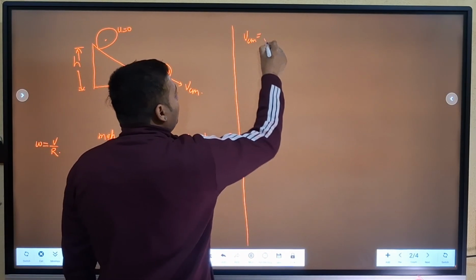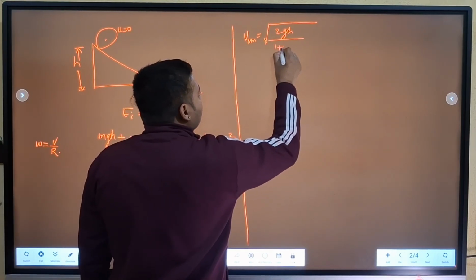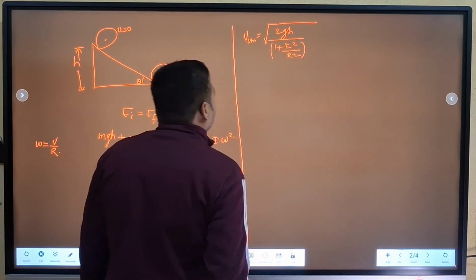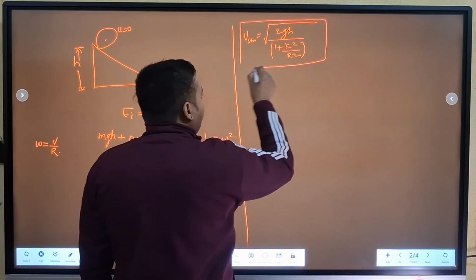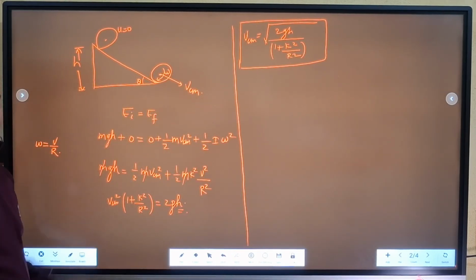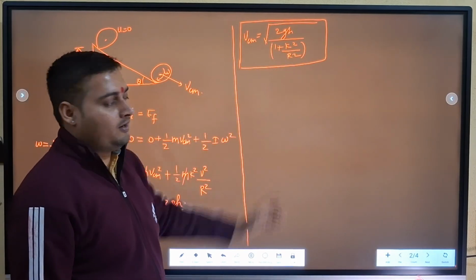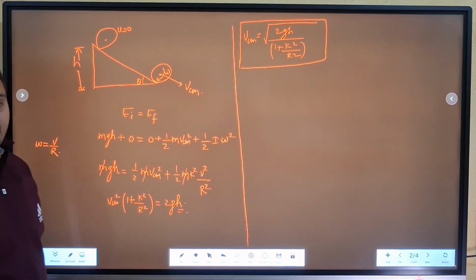Velocity will be equal to under root 2gh (1 + k²/r²). So we calculate the second important term. When the body reaches the bottom point, what will be the center of mass velocity? So this velocity is equal to under root 2gh (1 + k²/r²). Now we want to calculate the acceleration and time taken.